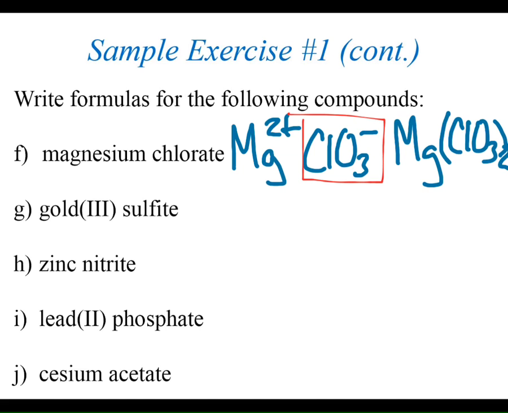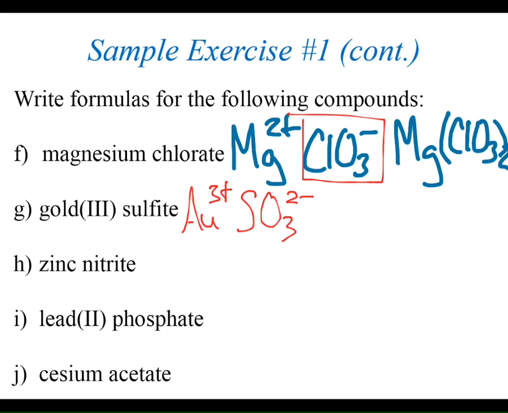So let's look at gold 3. Well, that means it's Au 3 plus, right? Okay, so we said sulfite means it has 1 less oxygen than sulfate. So all I can change is how many golds I have and how many SO3s I have. Again, I can't change SO3 into something else, right? So I've got a 3 positive and a 2 negative. Well, those don't balance out.